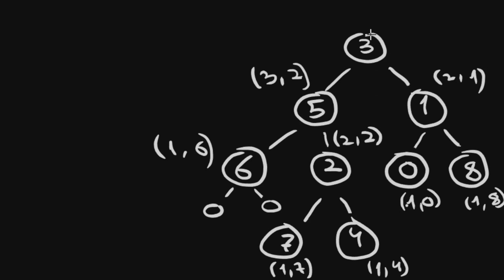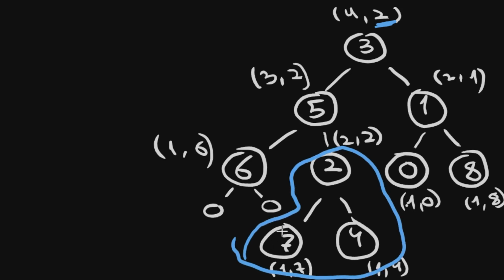And finally we are at the root. Our count on the left side is greater than the count on the right side, so the count will be 4 and the selected node will be 2. So finally this is our selected node, which is 2, and the corresponding subtree is this one. So this is our final answer.